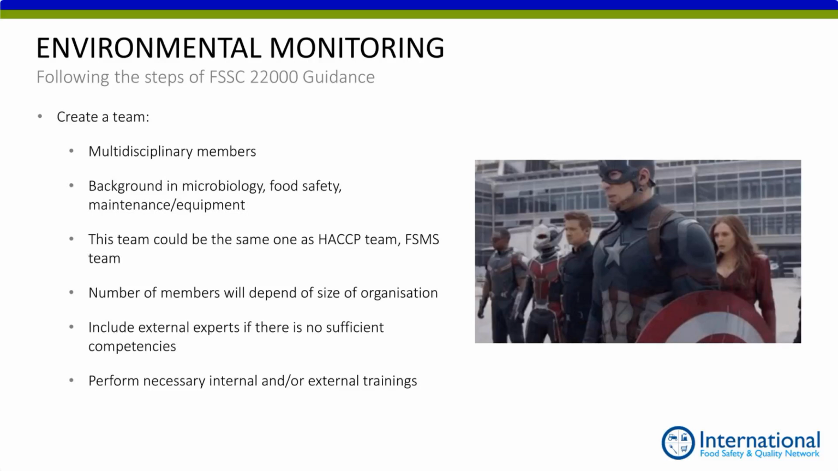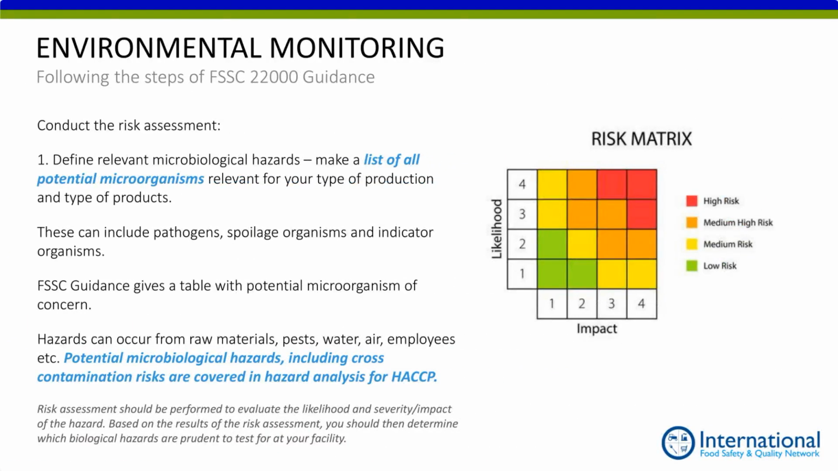So now when we have made a team, it has to do something. According to the requirement and also according to the guidance, the first step the team should do is to conduct the risk assessment. In this risk assessment, the first step would be to make a list of all potential microorganisms that are relevant for your type of production and type of products. So now you can include in this list pathogens, spoilage organisms, indicator organisms, etc.